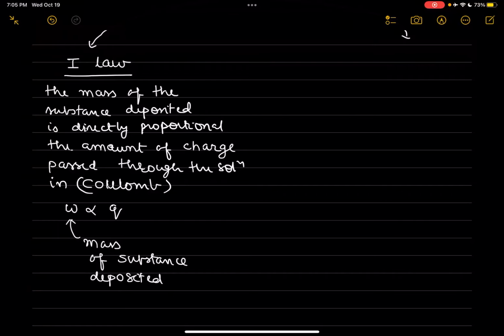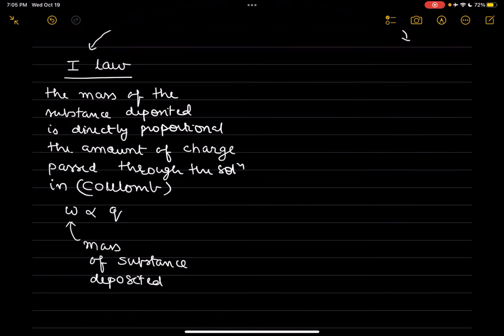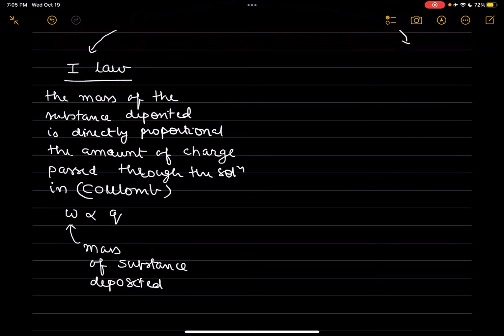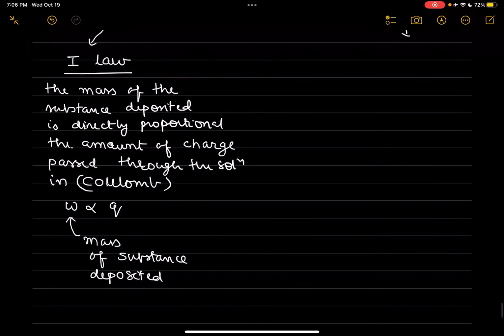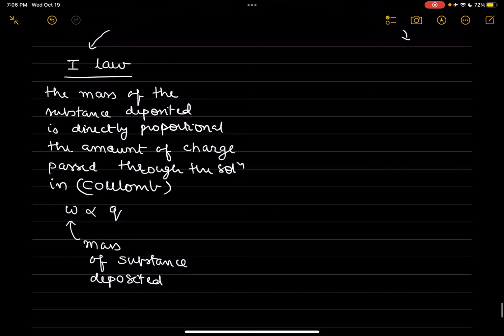W is the mass of substance deposited if it is solid, but every time it is not going to get deposited. If you take a gas, it will be the mass of the gas formed, right? Is it clear to everyone? So W is proportional to Q, and Q is the amount of electricity, the charge.